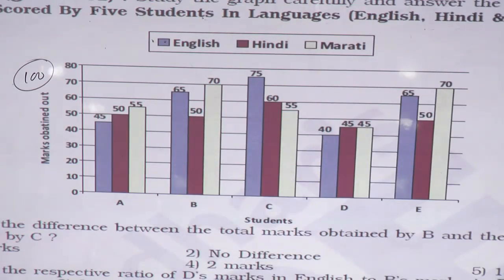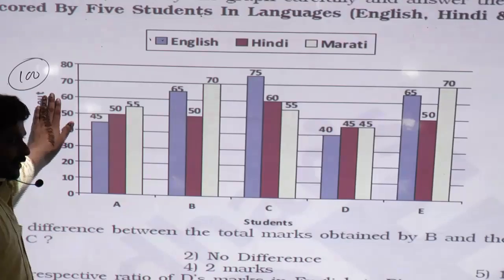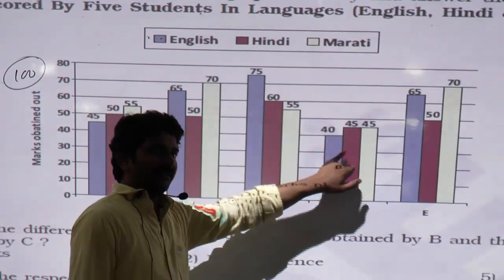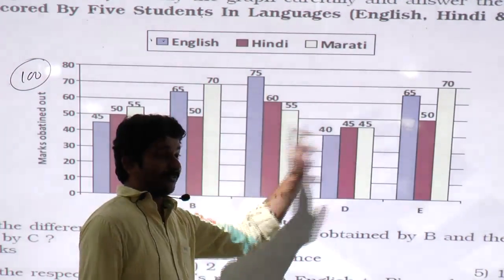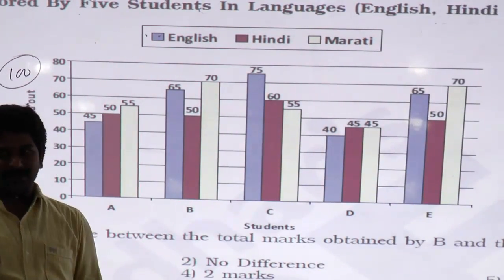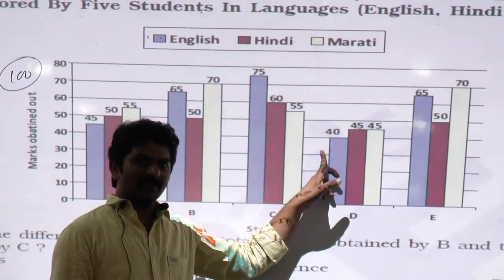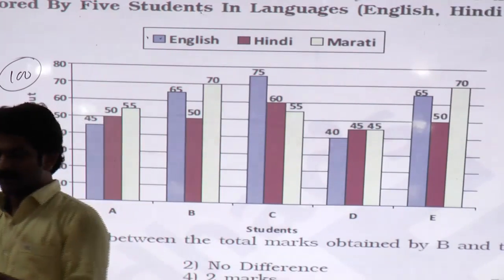1 alone is sufficient. That's the right answer. Next, second one, what are the approximate average marks obtained by D? If this exam is for 100 marks, 40%, 45%, 45%. Answer should be more than 40 but less than 45 but close to 45. There is only one answer which is in between 40 and 45. Yes or no?